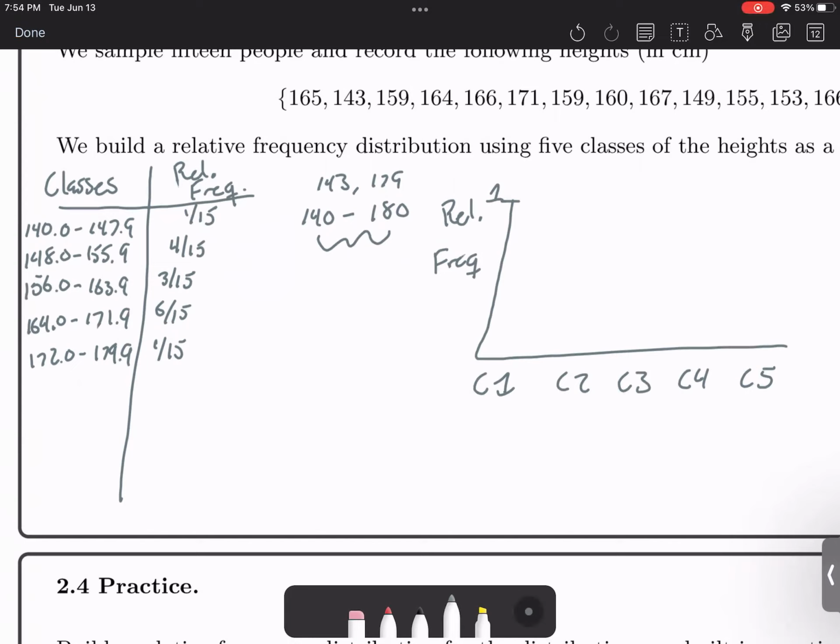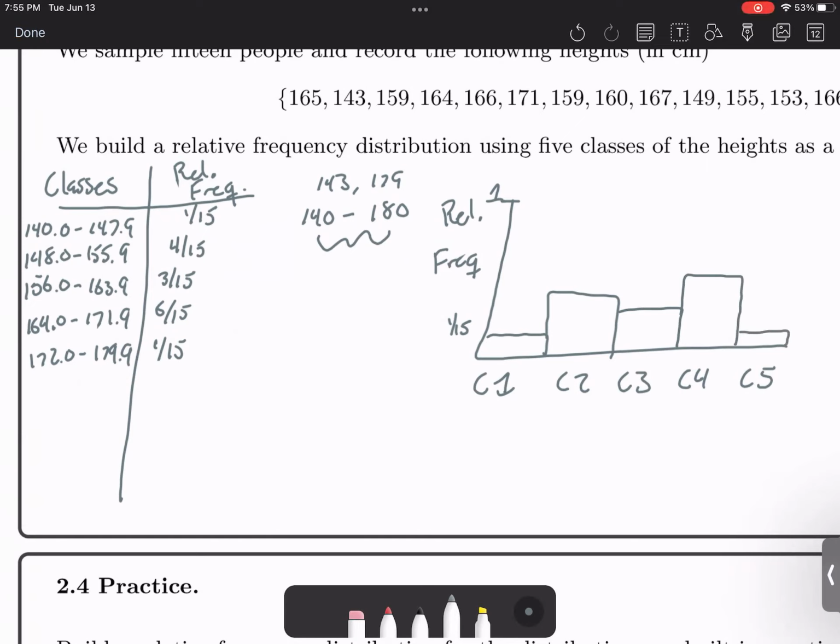So what can we say? 1 out of the 15 are inside class 1. So 1/15, 4/15 for class 2, 3/15 for class 3, 6/15 for class 4, and 1/15 for class 5.